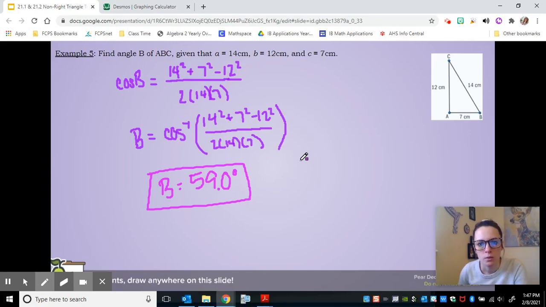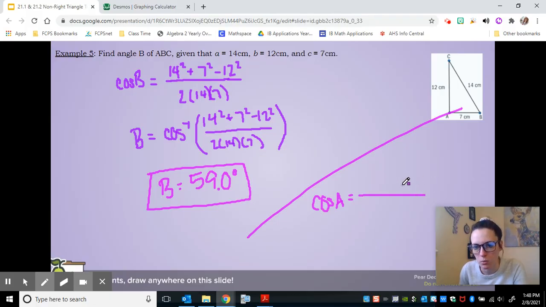Just as a side note, if I was looking for the cosine of angle A, that means a would have to be the one subtracted in the numerator. So a squared is being subtracted. B and c would be added together on top with it and squared. And then in the denominator, again, it's 2 times the first two sides, so 2 times b times c. Just in case you wanted to write it down somewhere, that's what the A formula would look like.